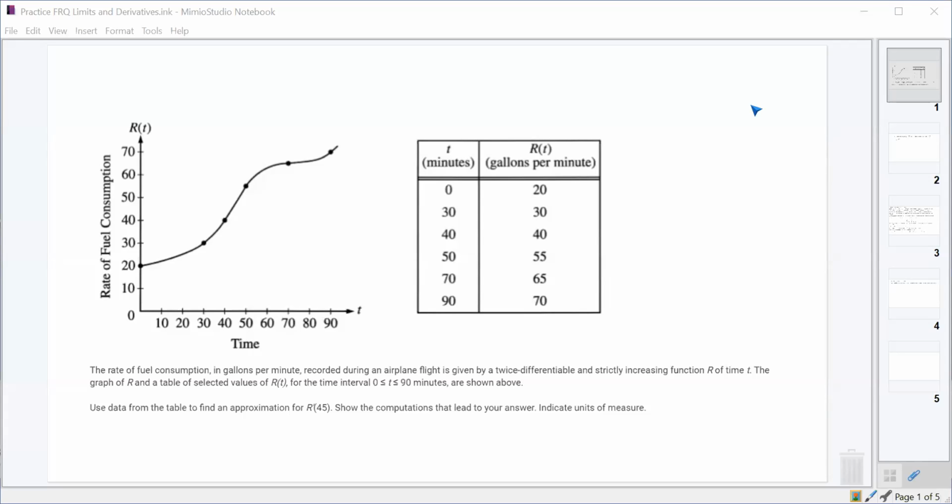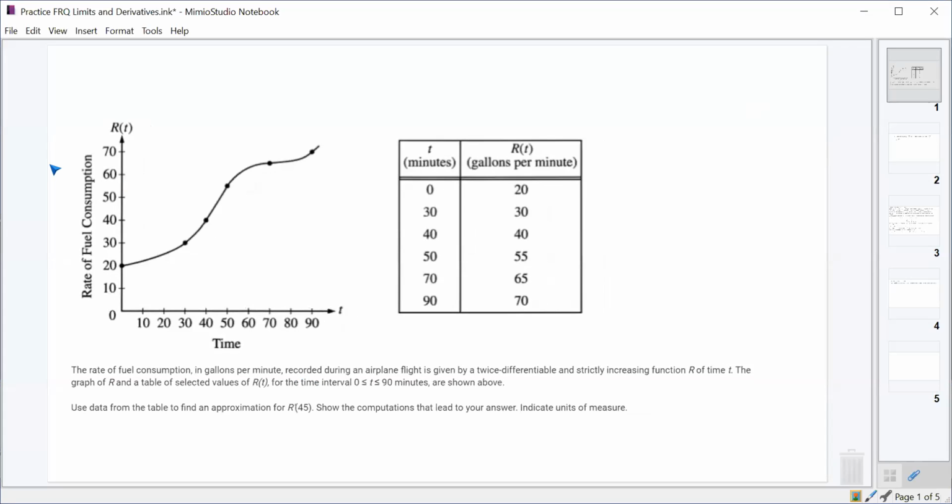But what it's asking us to find is an approximation for the derivative, r prime of 45. So we're looking for r prime of 45. And so all we're going to be able to do is find an approximation, because we're not actually given a function here, like an explicitly written function. All we can do is approximate this value.